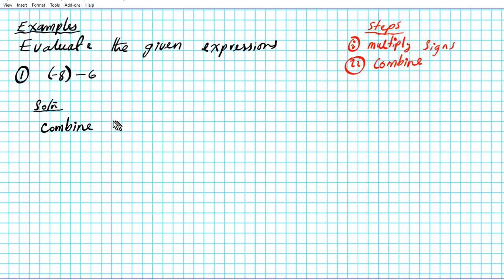Alright, so what's the rule for combining? In this particular case, we have two numbers that have the same sign. So how do we resolve this? Signs are the same. So we're going to add the numbers and keep the sign. Alright, so add and keep the sign.